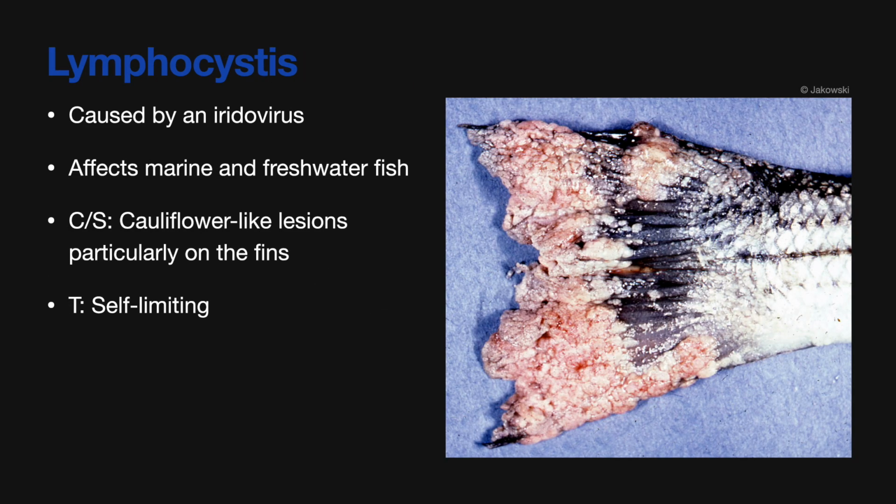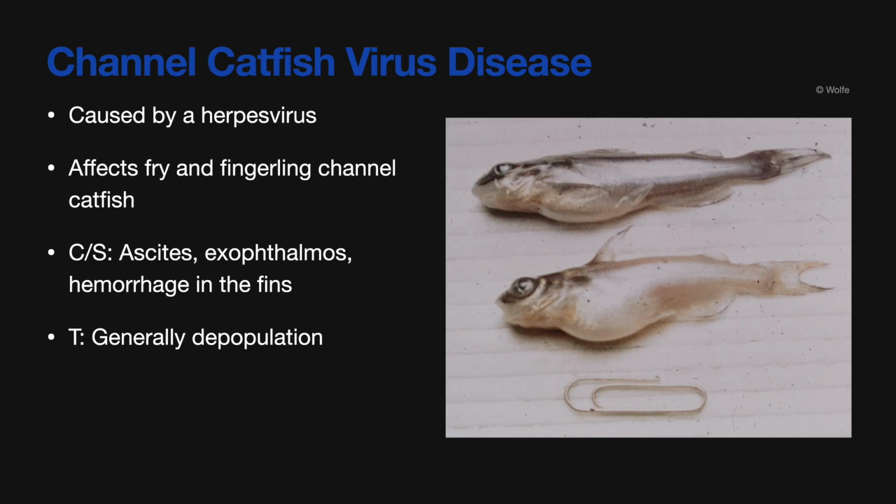Lymphocystis is caused by an iridovirus and affects marine and freshwater fish. It causes cauliflower-like lesions, particularly on the fins. Most cases of this disease are self-limiting. The next few viruses primarily affect farmed fish and require depopulation to treat.